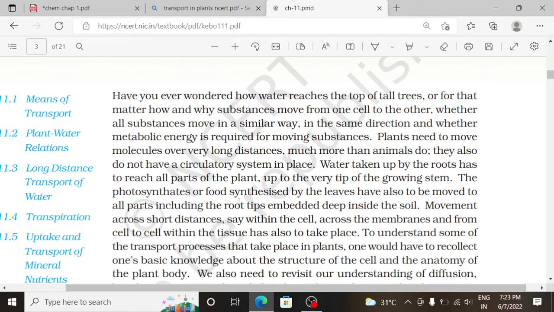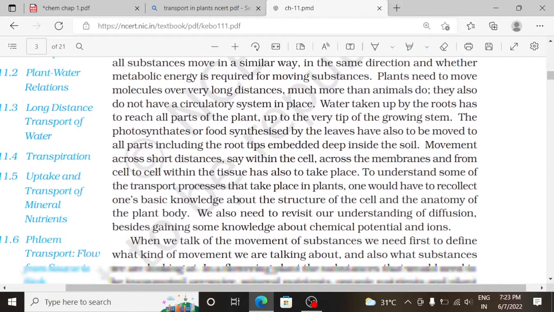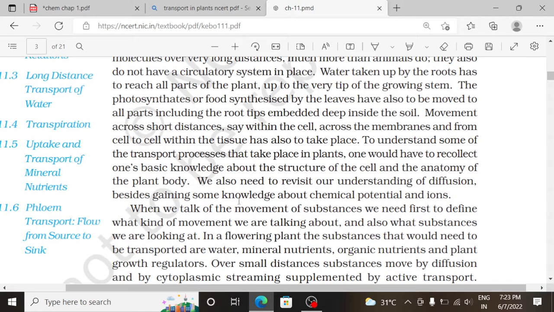To understand some of the transport processes that take place in plants, one would have to recollect one's basic knowledge about the structure of the cell and the anatomy of the plant body. We also need to revisit our understanding of diffusion, besides gaining some knowledge about chemical potential and ions. When we talk of the movement of substances, we need first to define what kind of movement we are talking about and also what substances we are looking at.